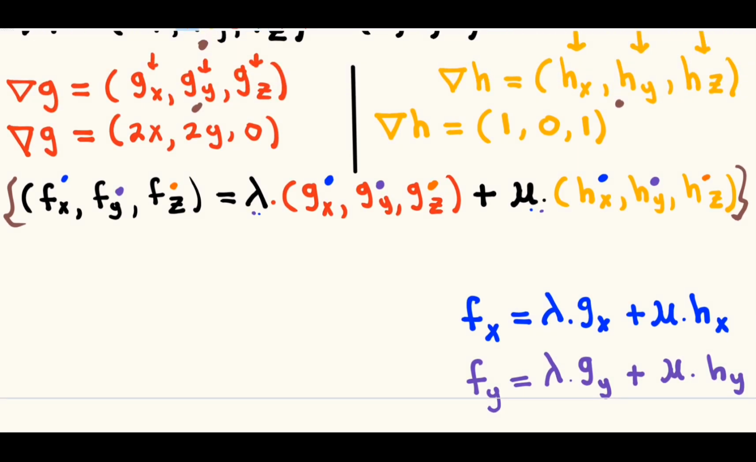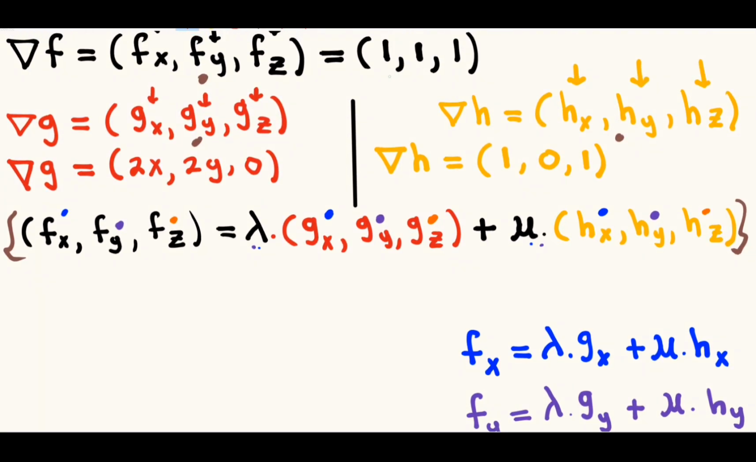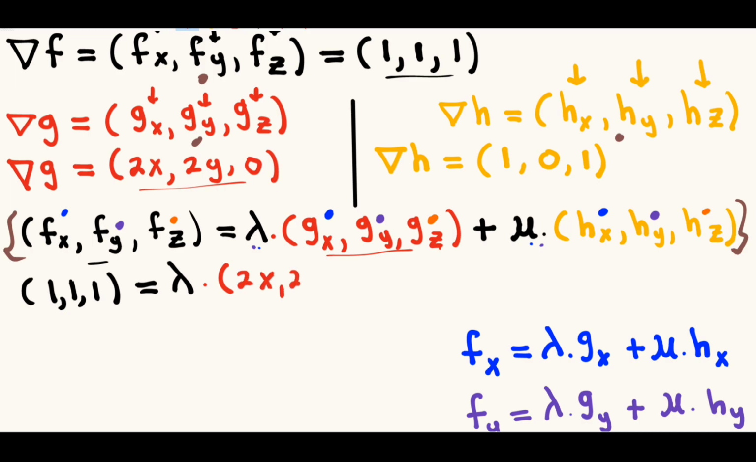From here, we substitute the gradients inside the formula. We start with the f gradients. The 1, 1, 1 will be equal to lambda times the g gradients, which we have 2x, 2y, and 0, plus mu times the h gradients, which we have 1, 0, and 1.